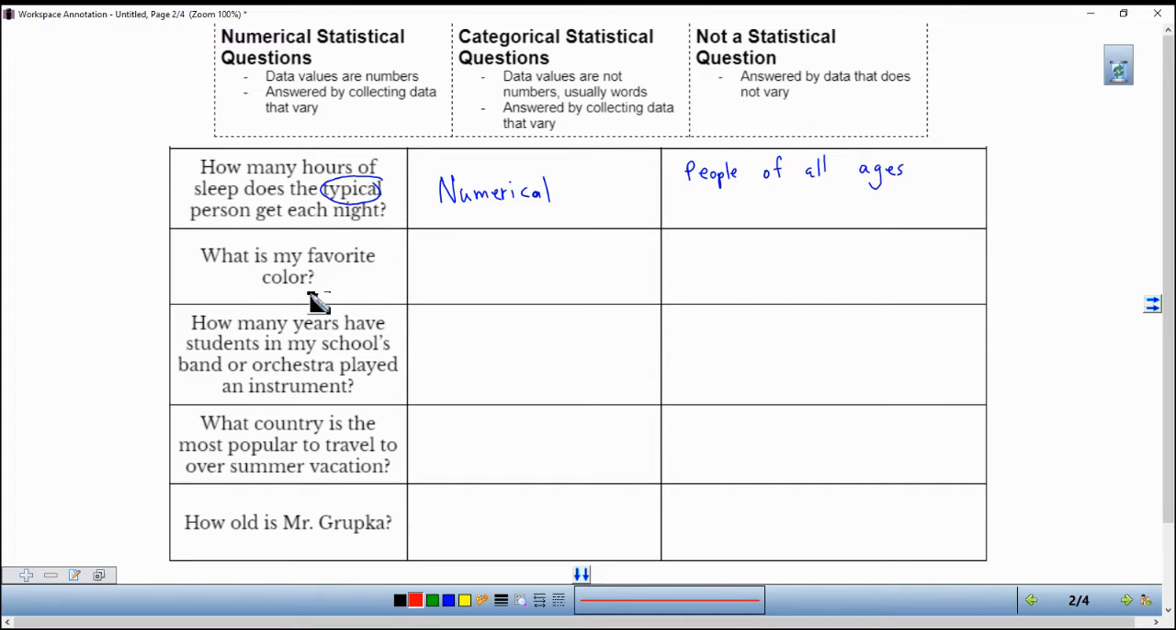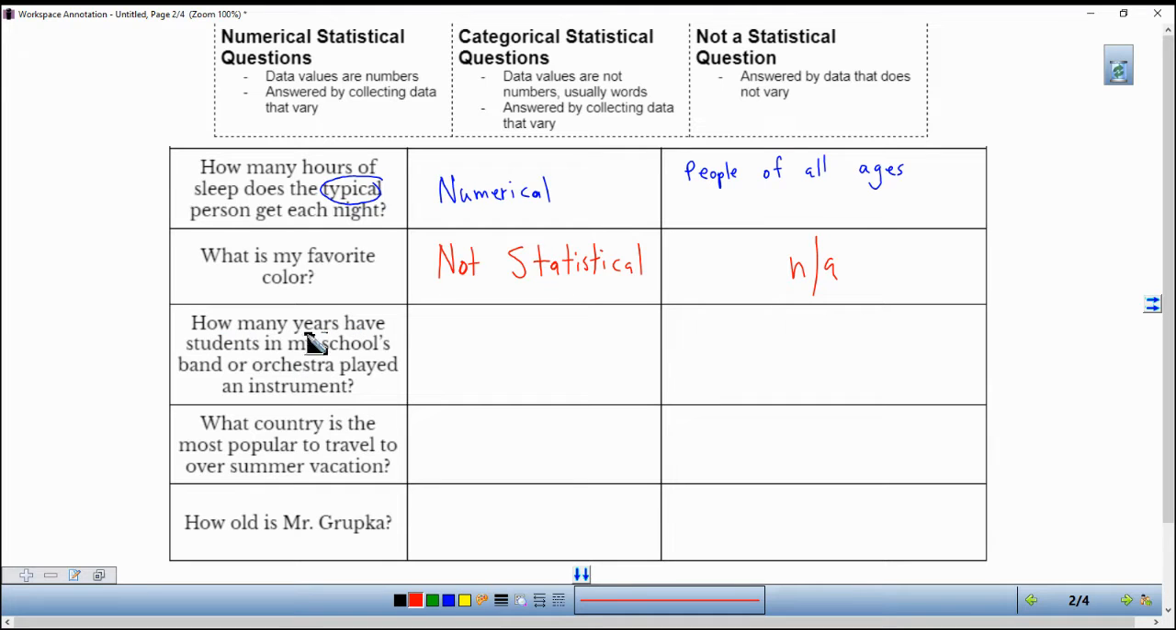What is my favorite color? So that's not statistical because I would only have to use one resource to find that answer. That'd be me. So my favorite color is blue. So there, I've just answered the question. I wouldn't have to ask a variety of people. And again, if I did ask a variety of people, they'd either give me the correct answer or the wrong answer. So there's only one right answer to that. My favorite color is blue, not statistical. I've already gathered the information.